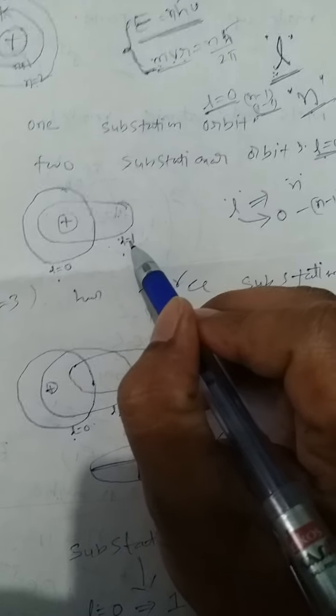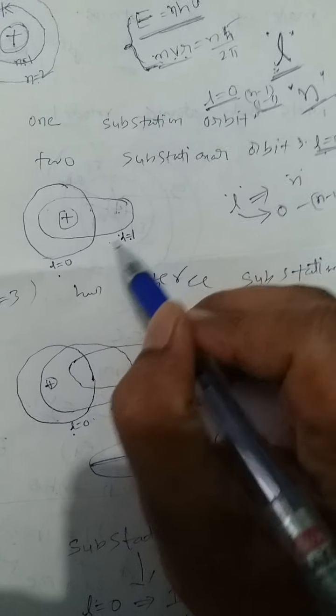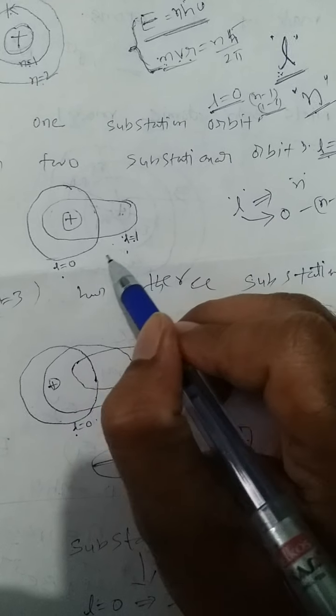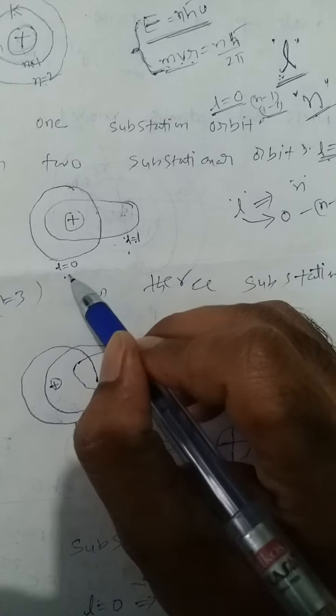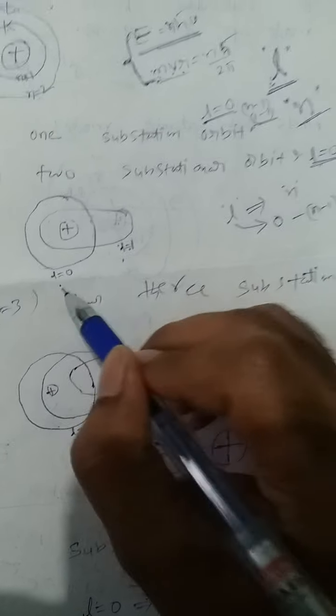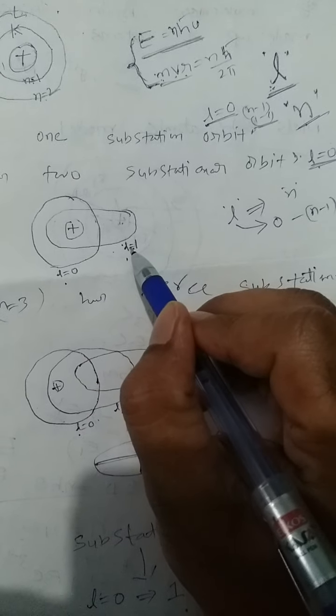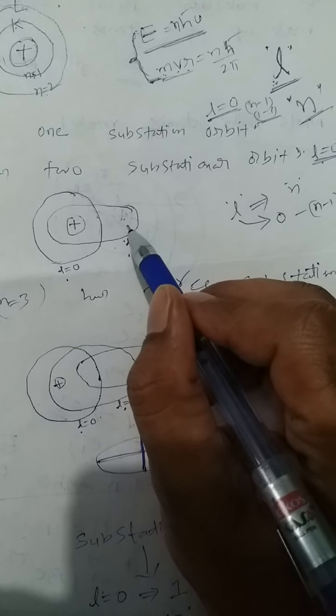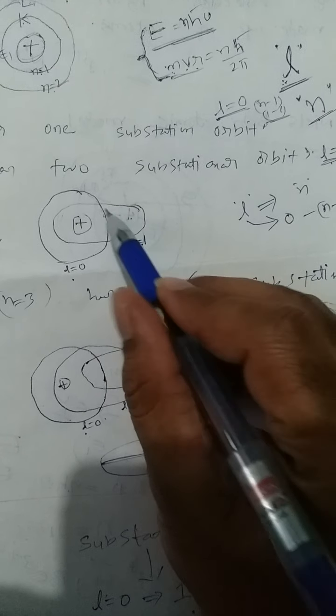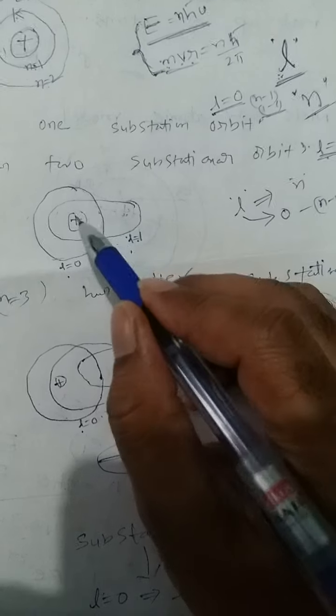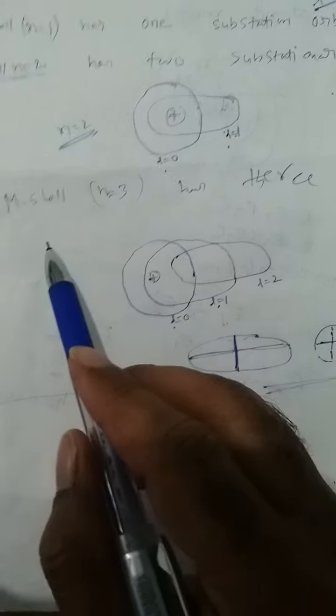That means as the L value decreases, from L equal to 1 to L equal to 0, the L value is gradually decreased. As the L value decreases, the elliptical shape is gradually becoming a spherical, circular shape. And see one more example.